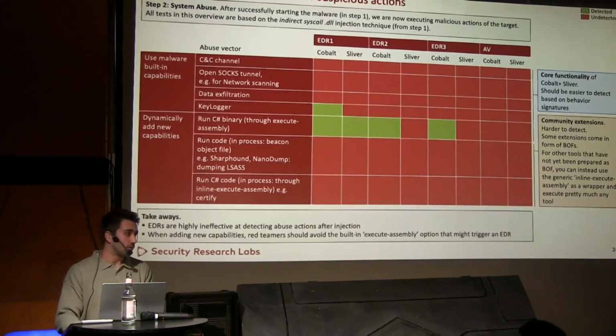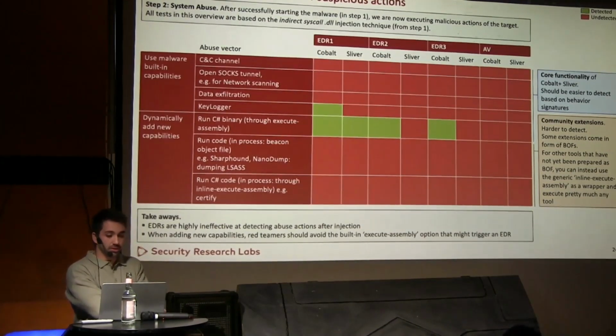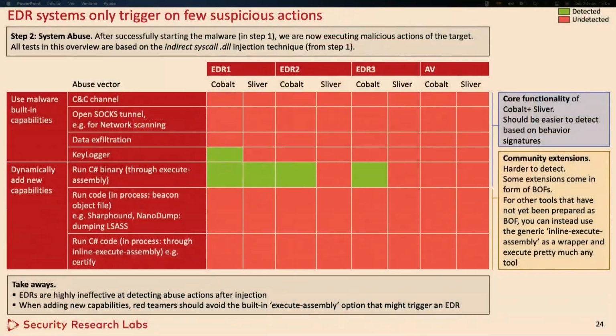We can also, to avoid this, run, for example, beacon object files, which are pieces of code that can be run directly from the command and control and directly in the same process. If we run everything in the same process with the protections we have previously specified, we can, for example, run nanodump to dump LSASS or SharpHound to enumerate Active Directory, and that was completely undetected.